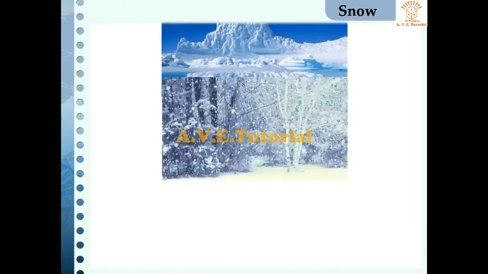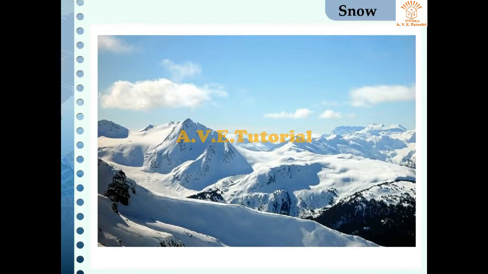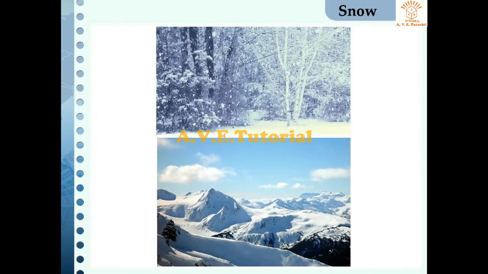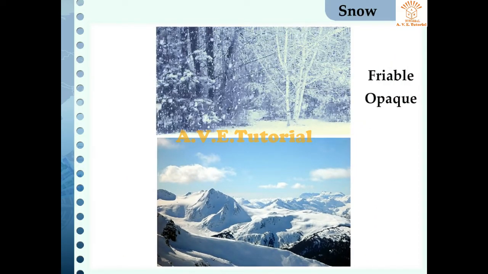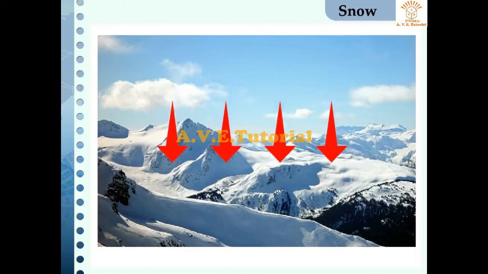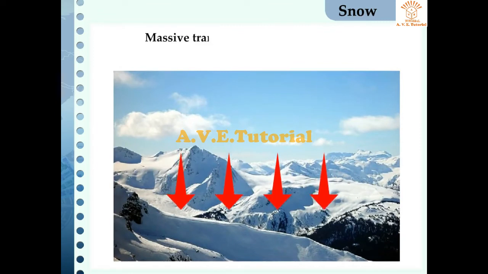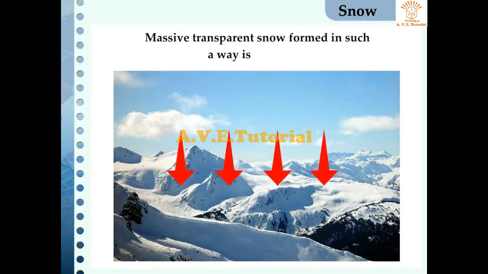Do you know? There is a difference between ice and snow. In areas located at high altitudes, where the temperature is below 0 degrees Celsius, precipitation occurs in the form of snow. Snow is friable and opaque. This snow accumulates in layers on top of each other. Because of the pressure from the upper layers, the lower layers of the snow become homogeneous, massive and transparent. Massive transparent snow formed in such a way is called ice.